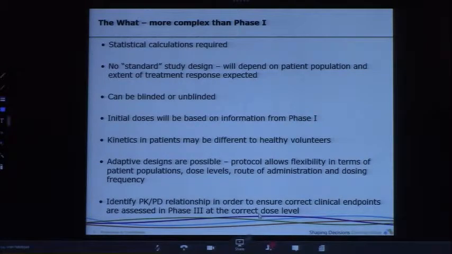And then, identification of the PK-PD relationship is really important in order to ensure that you're looking at the correct clinical endpoints from a PD perspective at the right dose level in phase 3. And I wrote that bullet point and I sat there and looked at it and thought, well, that's really nice, it's one sentence, it doesn't take up much space. But that is so difficult to do.